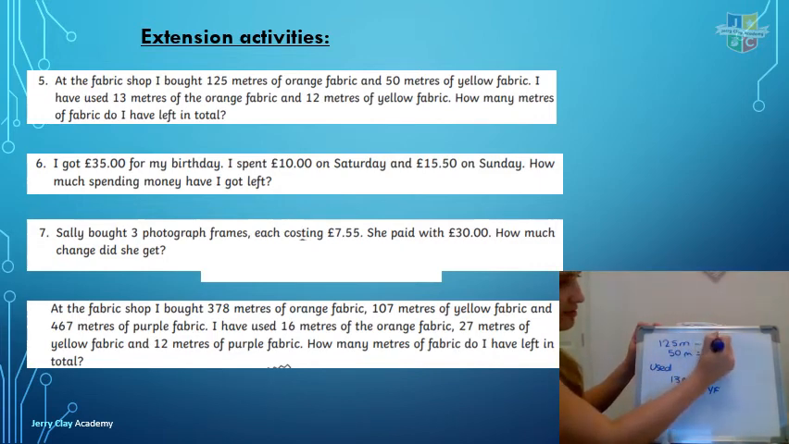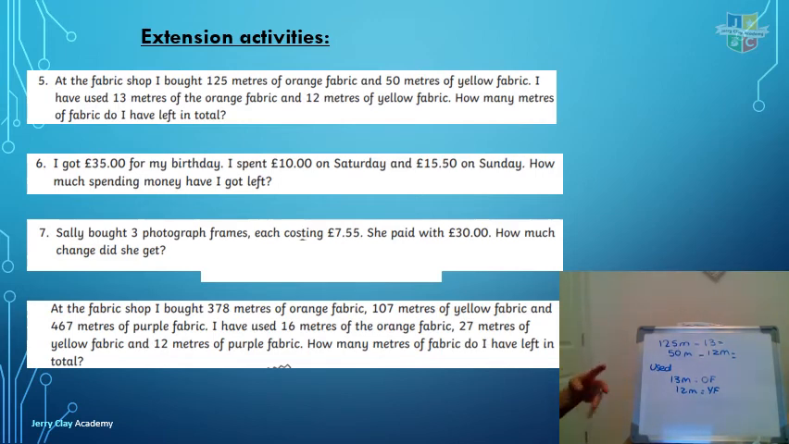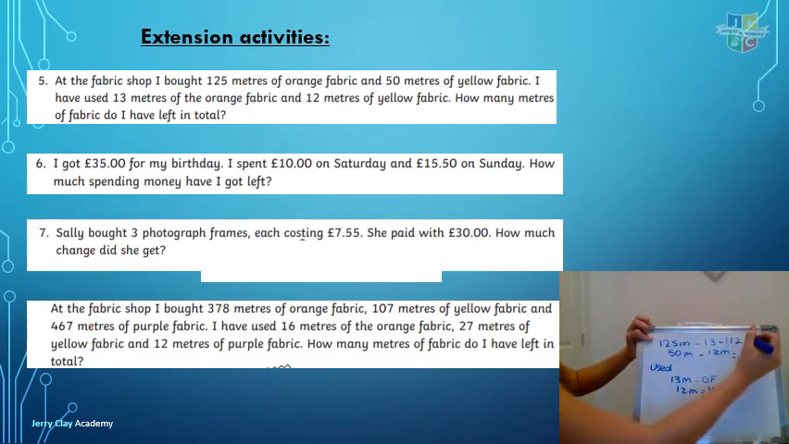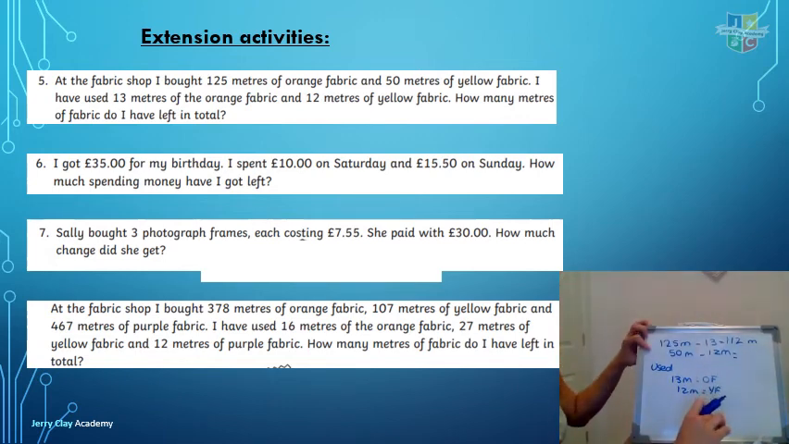135 take away 13, and then I could have done 50 take away 12. Now you could have done this in your head or looking at your numbers, or you could have used column method as well. If I do 125 take away 13, I can do 5 take away 3 is 2, 2 take away 1 is 1, 1 take away nothing is 1. So I had 112 meters left of that one.